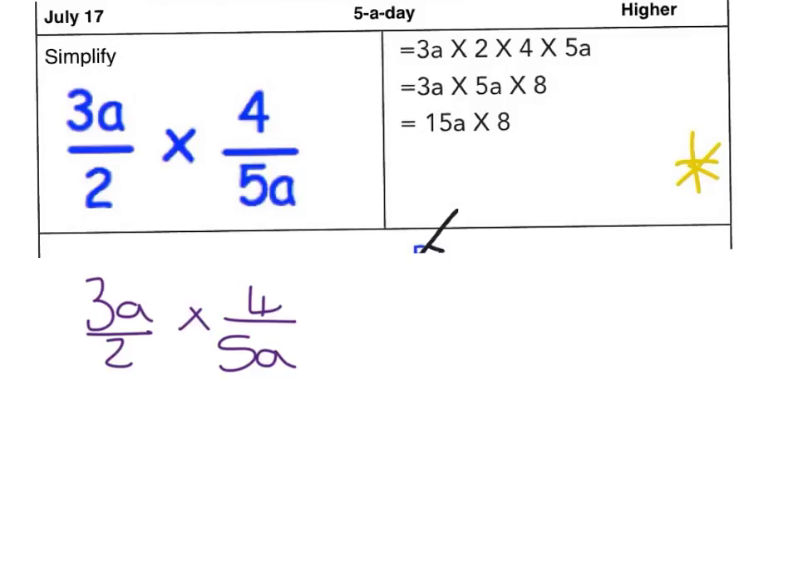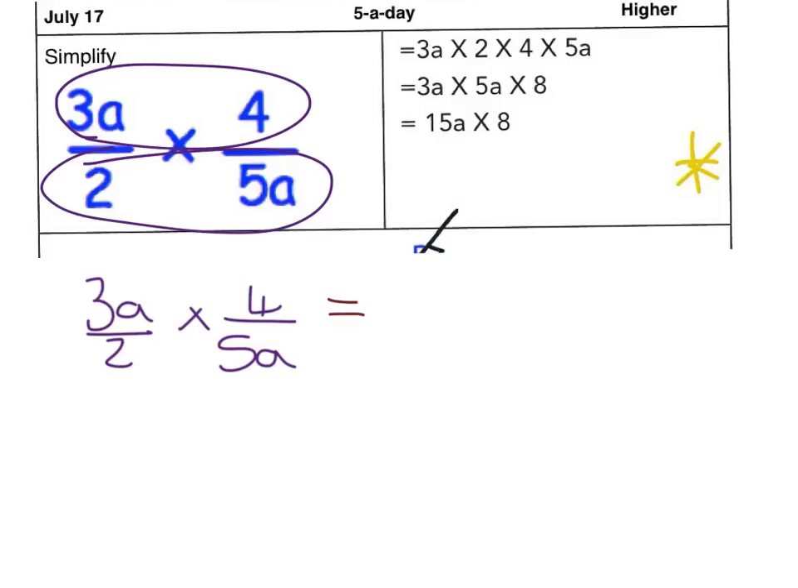Hi Emrys. So what you seem to have done is just multiplied all of the top and then just multiplied it all by 2 times 5a. You have to treat this like two fractions, and with fractions you multiply the top by the top and the bottom by the bottom. So what we've got is 3a times 4, which is 12a, all over 2 times 5a, which is 10a. And then we can cancel the fraction down.